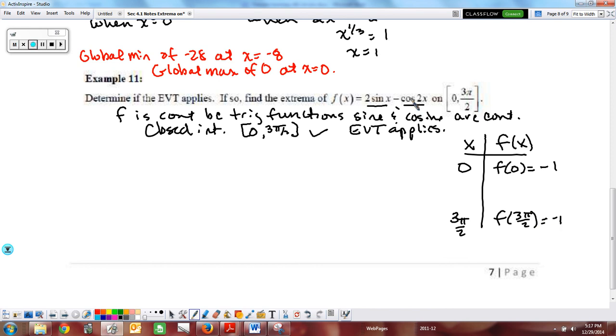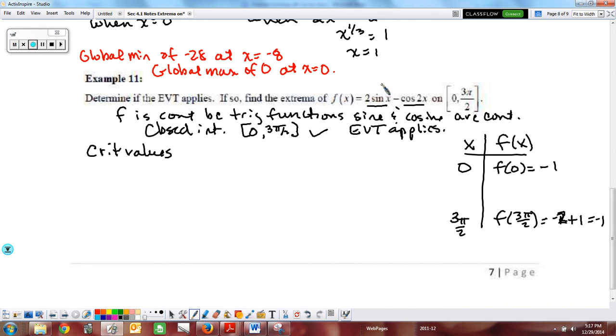And then the cosine of 3 pi over 2 times 2 would be the cosine of 3 pi, and the cosine of 3 pi is negative 1, so it ends up being negative 1 plus 1. Oops, sorry, it would be helpful if I multiplied by 2, and so that gives me negative 1 down here. All right, so now we're going to come over and find our critical values.